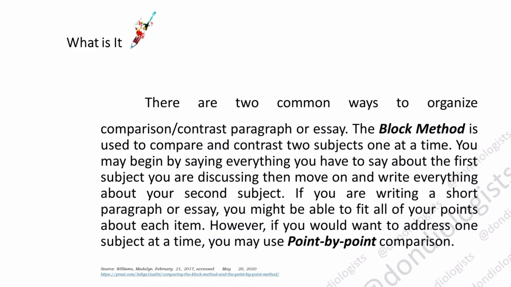There are two common ways to organize comparison or contrast paragraph or essay. The block method is used to compare and contrast two subjects one at a time. You may begin by saying everything you have to say about the first subject you are discussing, then move on and write everything about your second subject. If you are writing a short paragraph or essay, you might be able to fit all of your points about each item. However, if you would want to address one subject at a time, you may use point-by-point comparison.